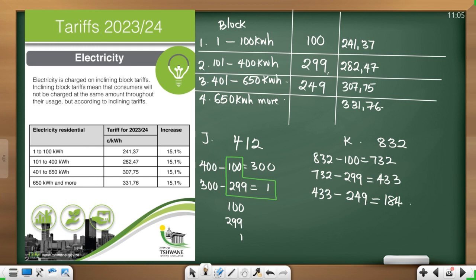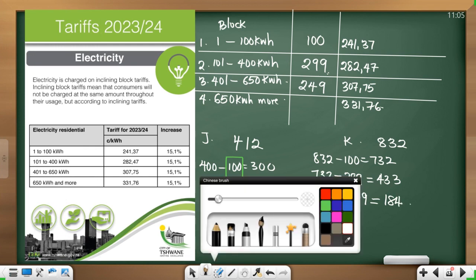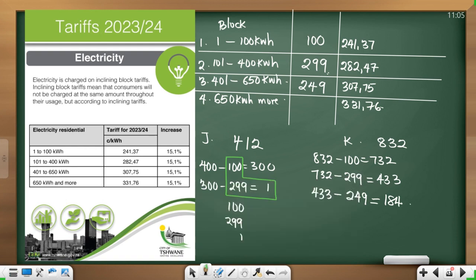All right, I only need 4 blocks. So I'm already done with the 3. You only subtract with the 3. Block 1, block 2, block 3, and done. So it means in block 1, I would have 100, block 2, 299, block 3, 249, and block 4, 184. That's how we divide into blocks.